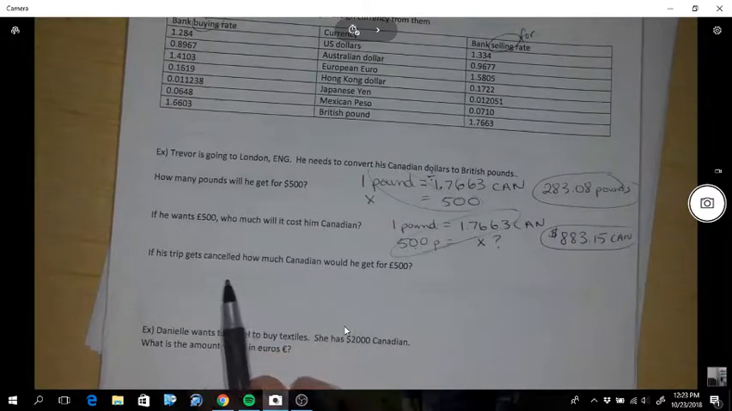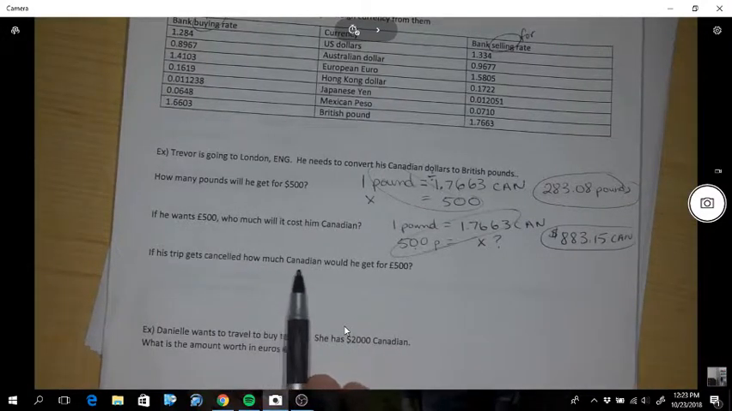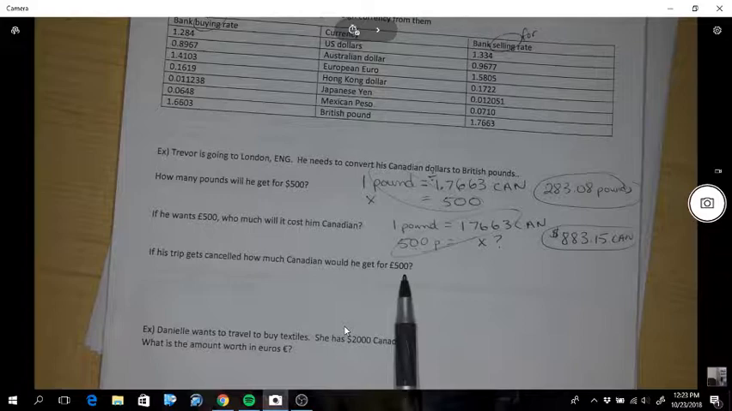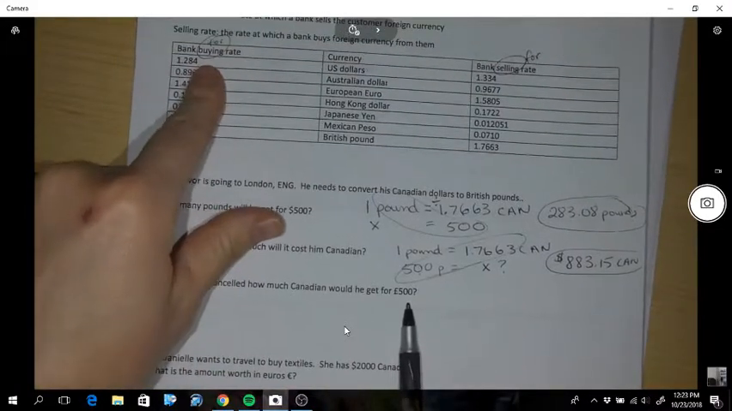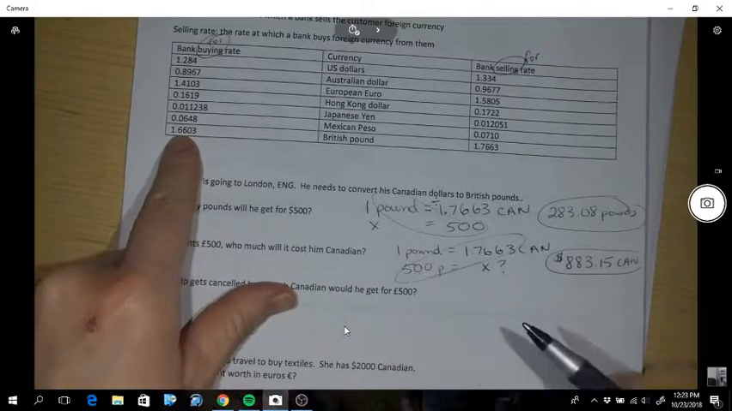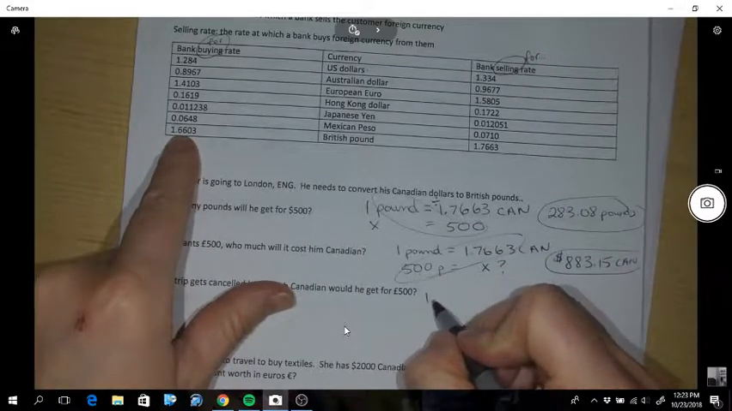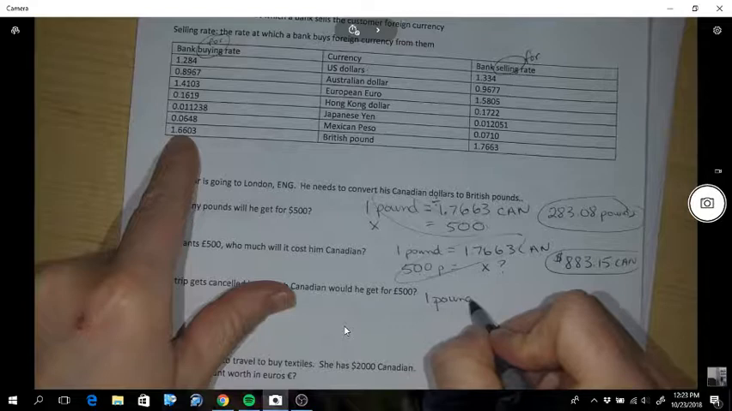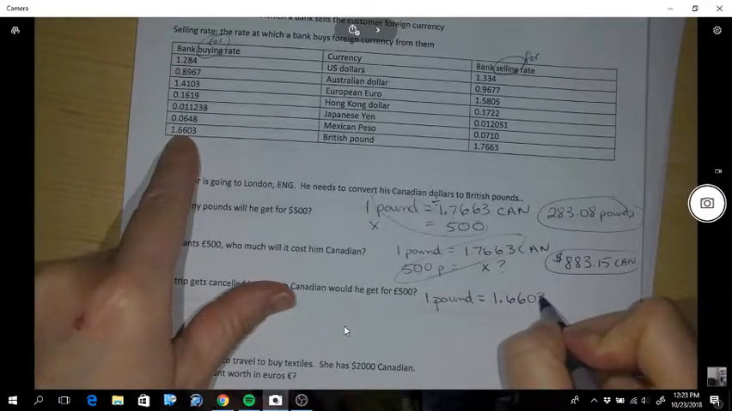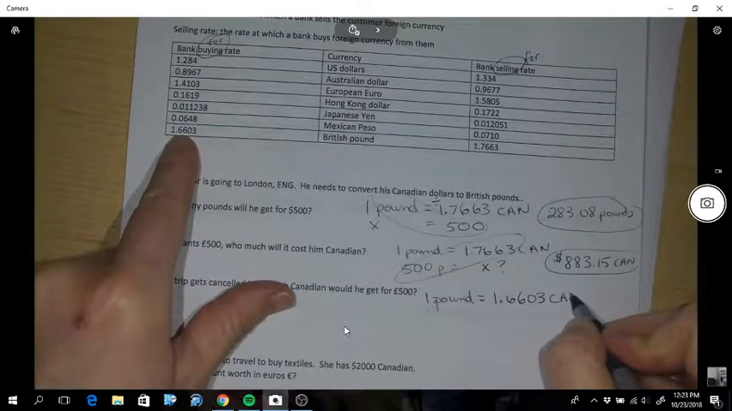So now, all of a sudden, his trip gets canceled. So how much Canadian would he get for those 500 pounds that he just bought? So now the bank is going to buy your foreign money. So you need to go to British pounds. So now, for 1 pound, the bank will only give you back 1.6603 Canadian.